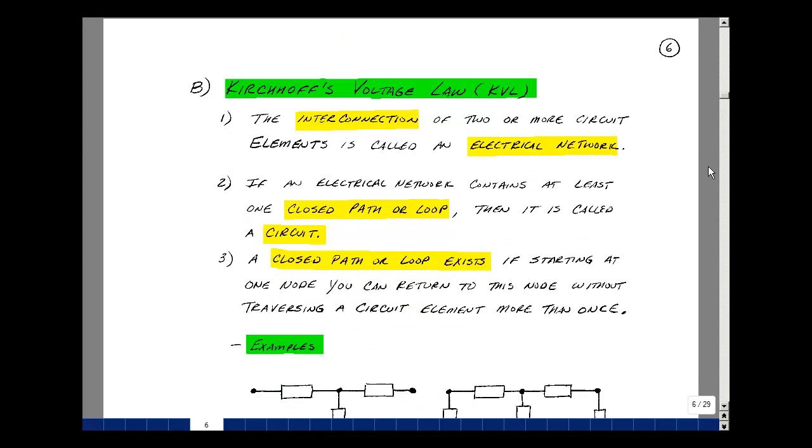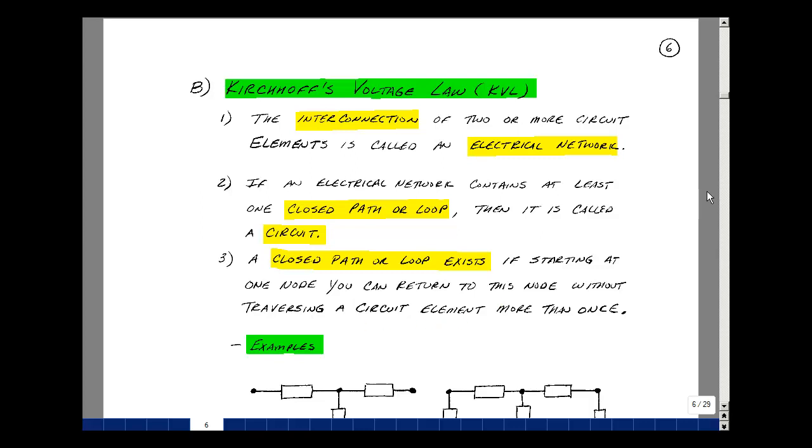Before we talk about Kirchhoff's voltage law, we need to have a few more definitions. The interconnection of two or more circuit elements is called an electrical network. If an electrical network contains at least one closed path or loop, we then call it a circuit. Now, a closed path or loop exists if you start at one node and you can return to that same node without traversing a circuit element more than once. And that's a mouthful of words.